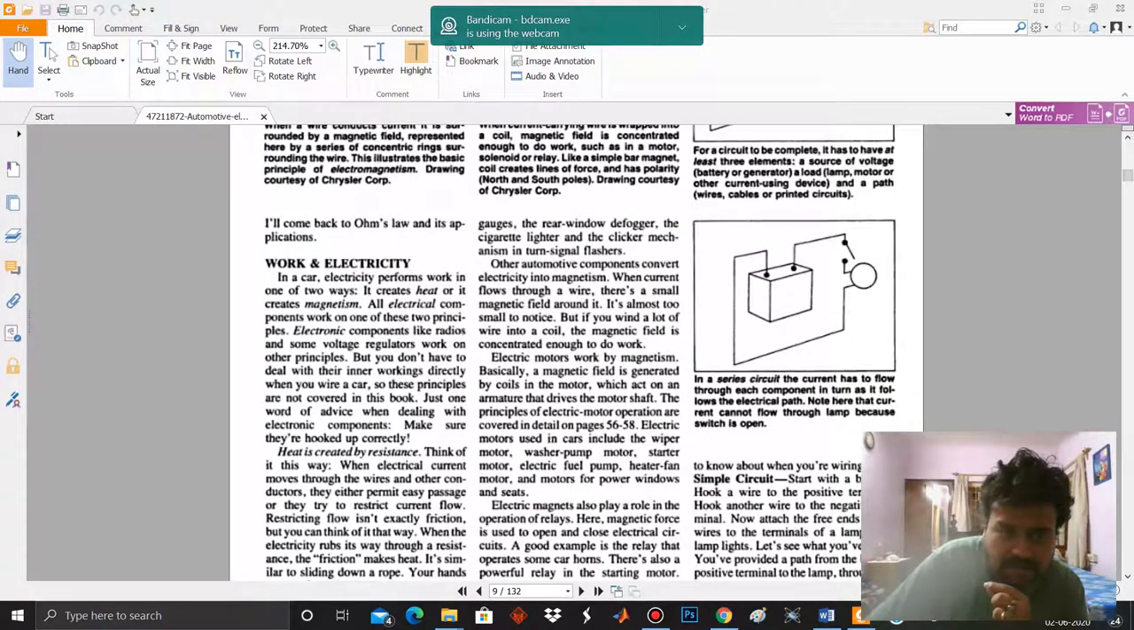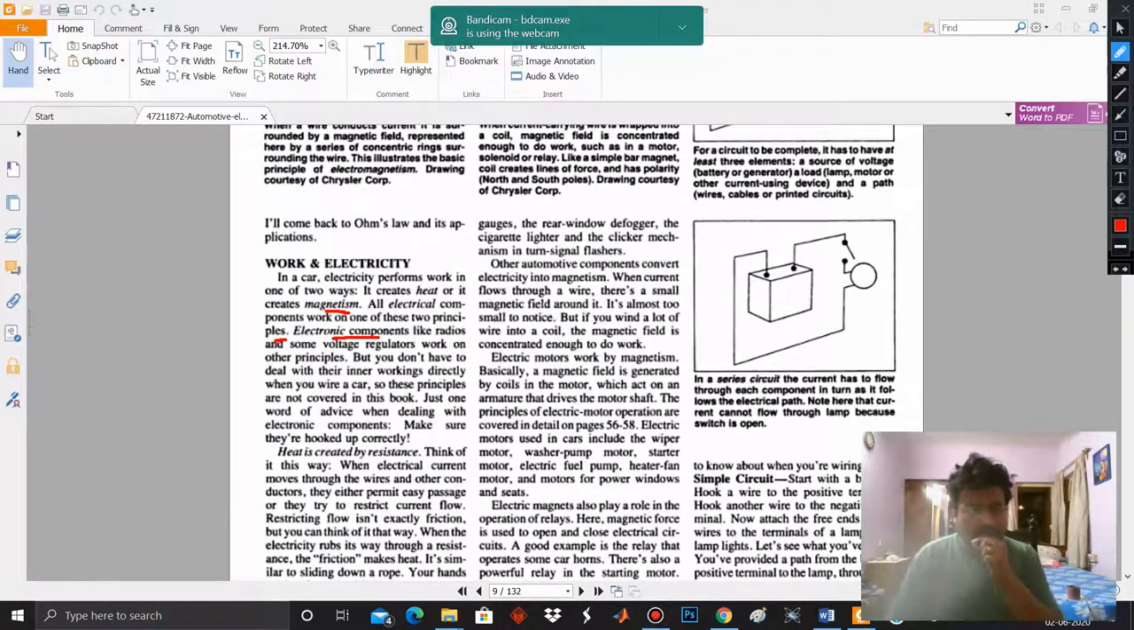So let us correlate between work and electricity. In a car, electricity performs work in two ways. It creates heat or it creates magnetism. All electrical components work on one of these two principles. Electronic components like radios and some voltage regulators work on other principles, but you don't have to deal with the inner workings directly when you work on a car. So these principles are not covered. Just one word of advice when dealing with electronic components: make sure that they are hooked up correctly.